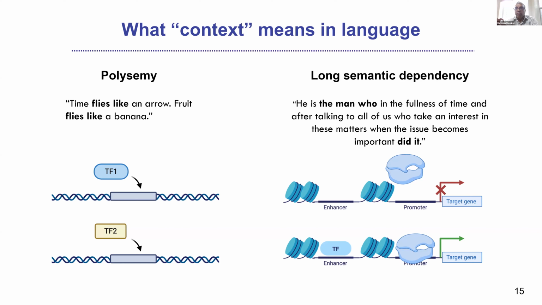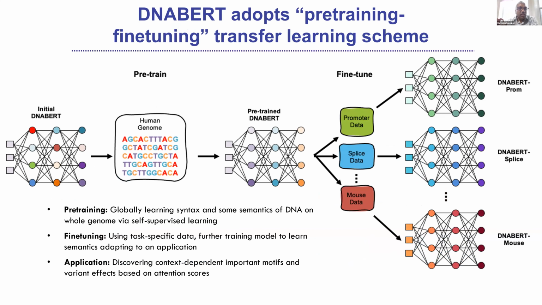So this kind of language understanding can be captured in a computational model. That is the main thinking behind the development of, or adopting, a BERT model, which was already adapted in the NLP setting for understanding the English language, into the DNA context. So this works like a pre-train and fine-tuning model.